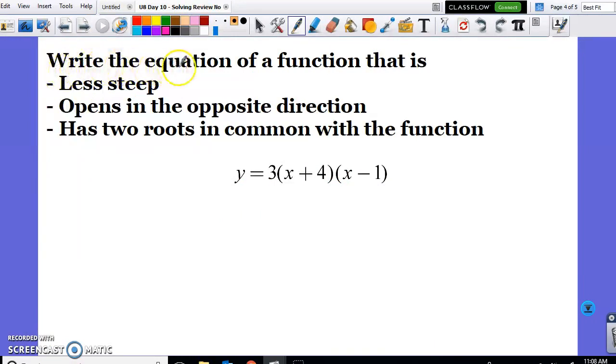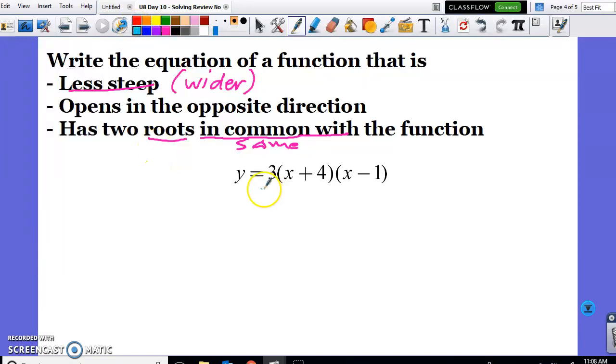Now my task is to write the equation of a function that is less steep, in other words, make it wider. And I want it to open in the opposite direction and have 2 roots in common with it, which means same roots, which means the x-intercepts have to be the same.